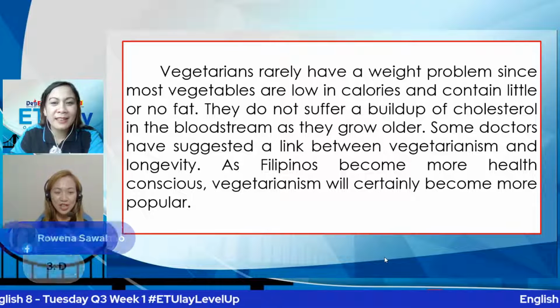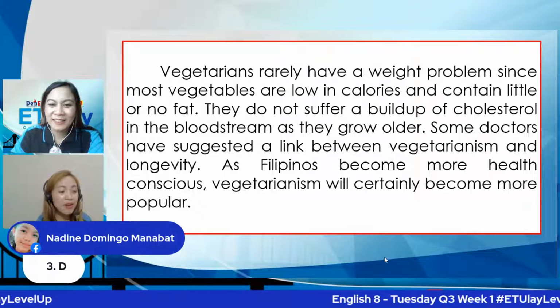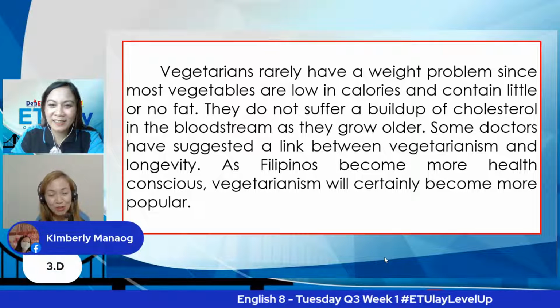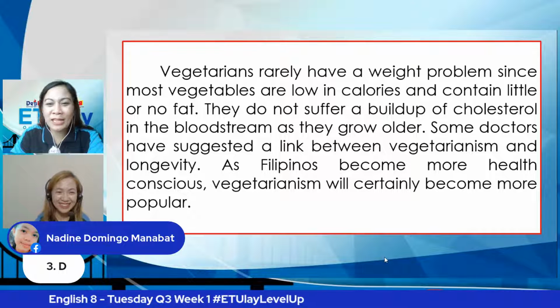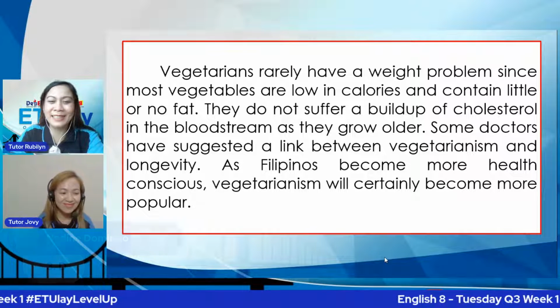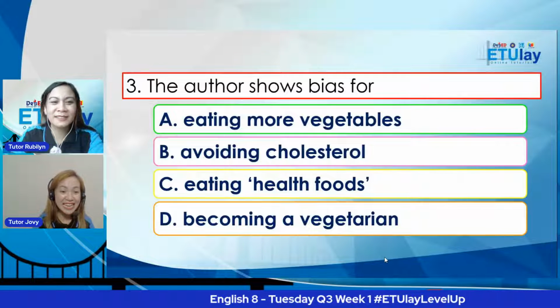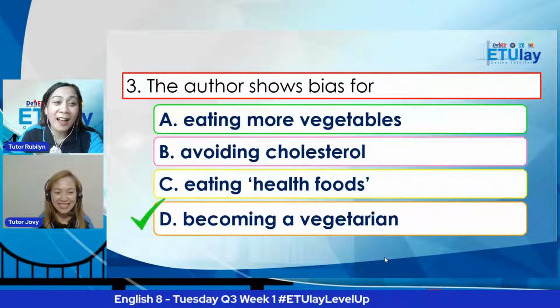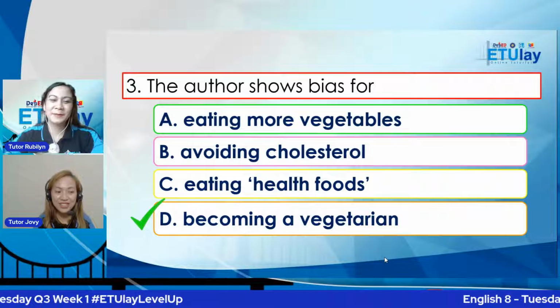So what are your answers, cuties? Let's see. We have varied answers now for number three. Some answered letter A, some answered letter D. All right, let's check. The correct answer is, you're right, letter D, becoming a vegetarian.